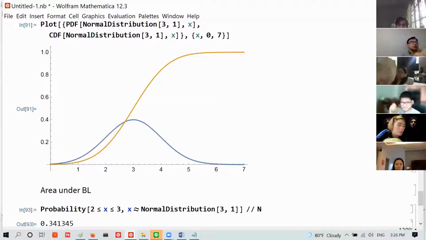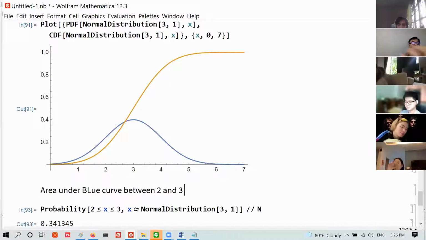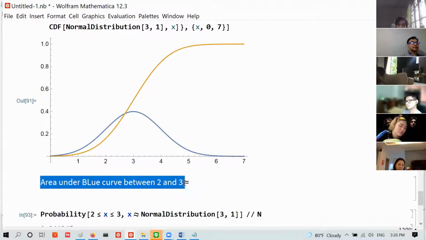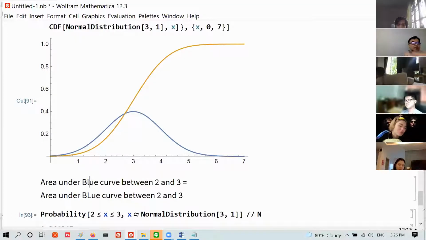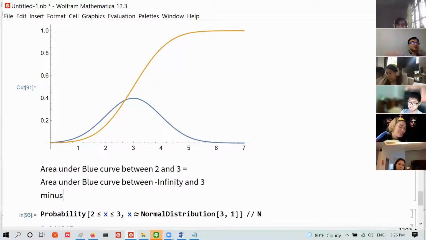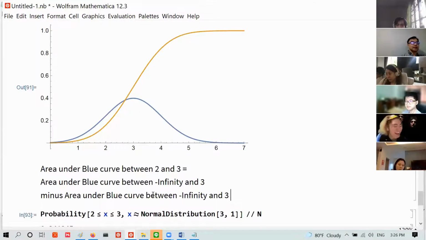Area under the blue curve between 2 and 3 is equal to the area under the blue curve between minus infinity and 3, minus the area under the blue curve between minus infinity and 2. Do you guys agree with this statement? The area under the blue curve between 2 and 3 is the same because the curve is non-negative. It's the same thing as the area under the blue curve between minus infinity and 3 minus the area under the blue curve between minus infinity and 2.